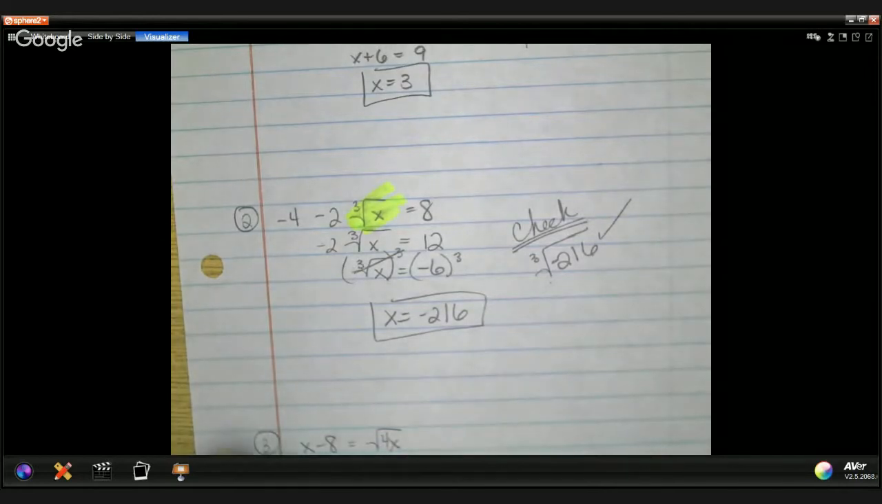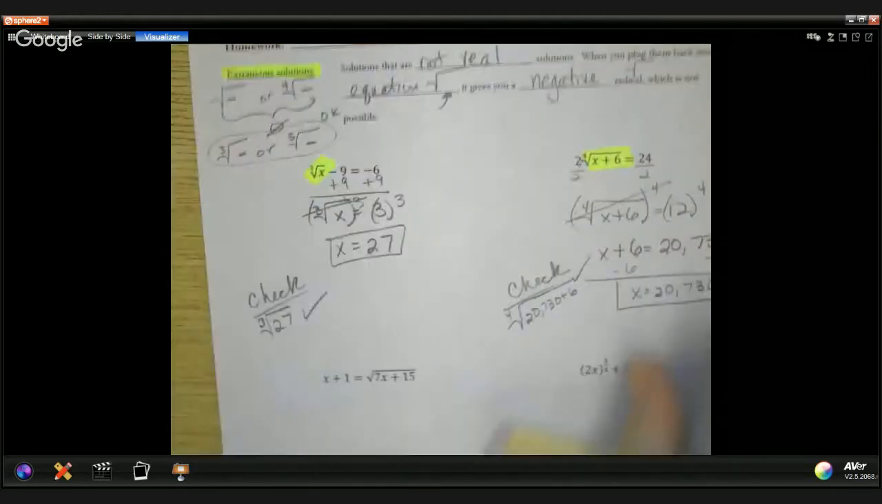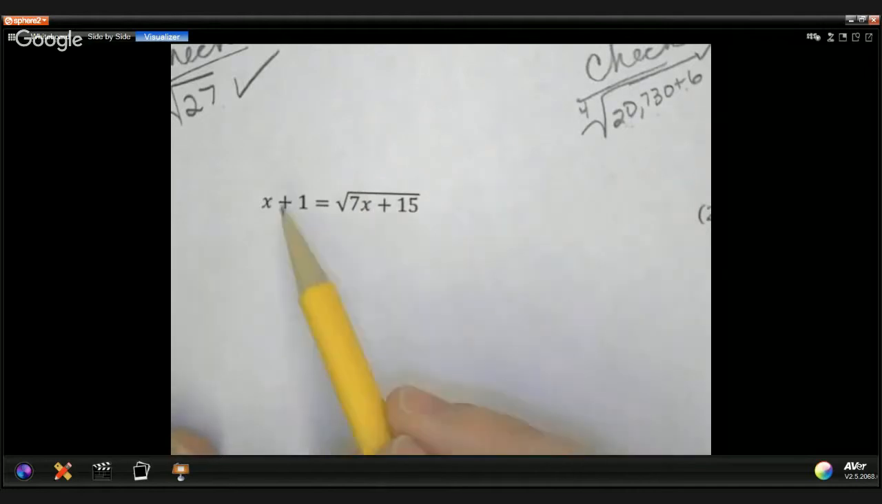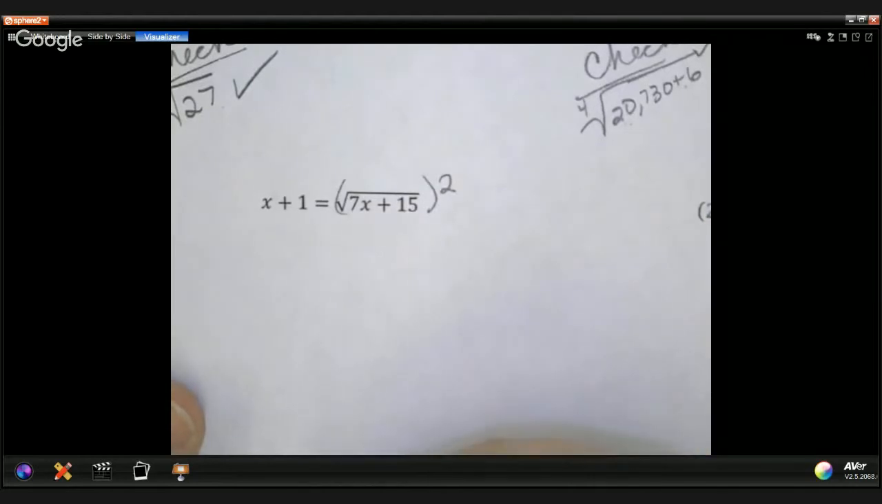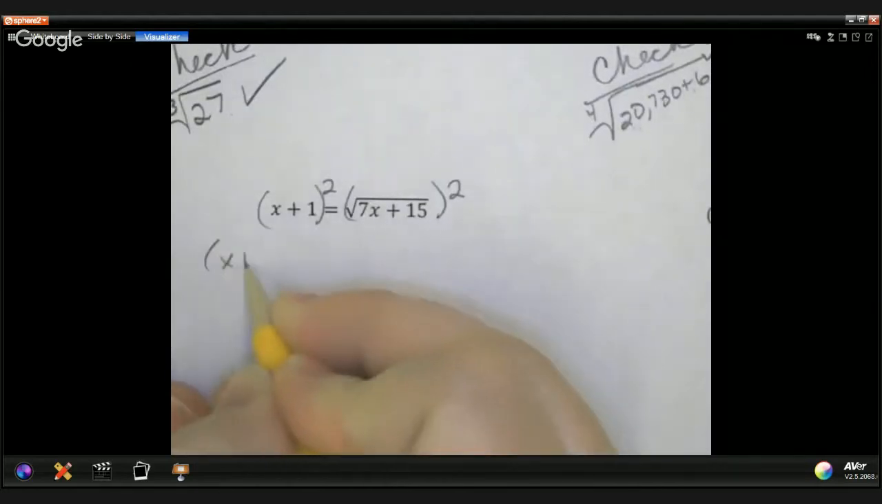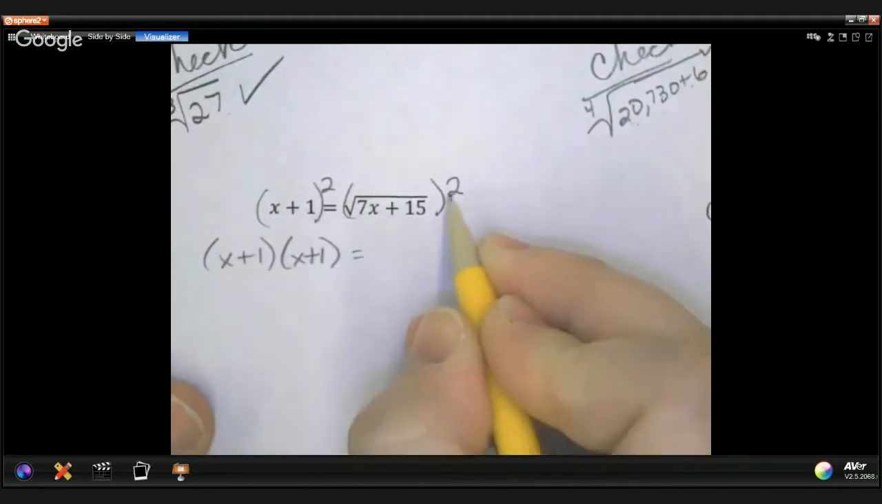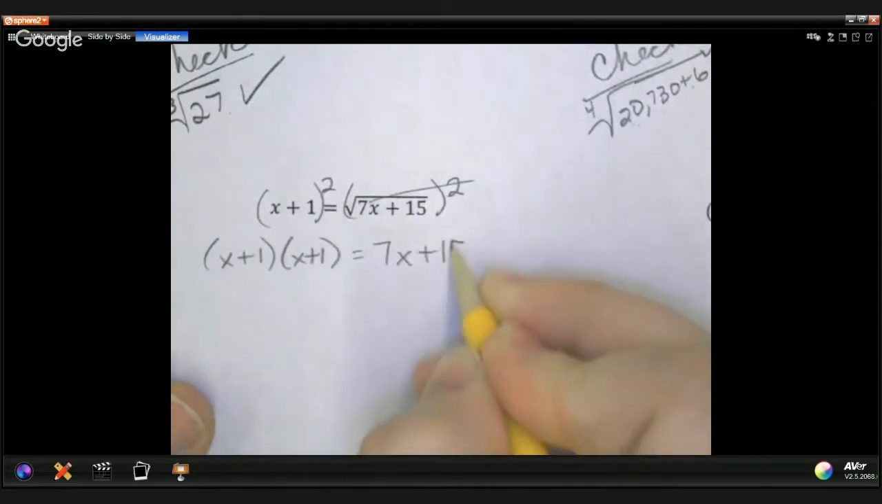Okay, let's go back and look at ones that are a little more complicated, where there's a couple more steps. Okay, what's different about this one is that I have the radical and there's nothing near it, but I also have this x plus 1. So what I have to do is I have to get rid of this by squaring. And on the left, you have to square the whole thing. And so really what I have is x plus 1 times x plus 1 equals this square, and the square root cross off. So I'm left with 7x plus 15.